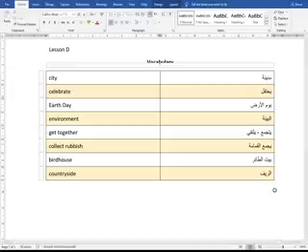Now let's start. City, celebrate, Earth Day, environment, get together, collect rubbish, birdhouse, countryside. Again, from the beginning, try to repeat with me. City, celebrate, Earth Day, environment, get together, collect rubbish, birdhouse, countryside.